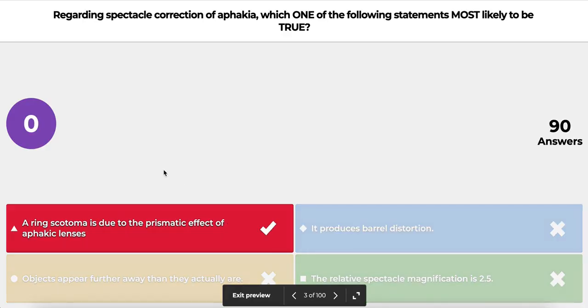Yes, so the right answer is a ring scotoma occurs due to prismatic effect of the aphakic lenses. The prismatic effect can produce many problems. One of them is the ring scotoma. The barrel distortion is caused by the prismatic effect of high myopic lenses or minus lenses. Objects appear closer than they really are with the aphakic lenses, and the relative spectacle magnification is 1.3 only.